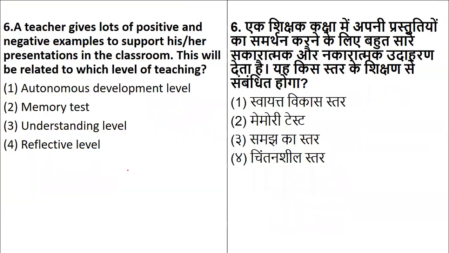Okay. Then next is, now here they have given an example, and with the example they have told to identify the level. A teacher gives a lot of positive and negative examples to support his or her presentations in the classroom. This will be related to which type of level of teaching: autonomous, memory, understanding, or reflective.